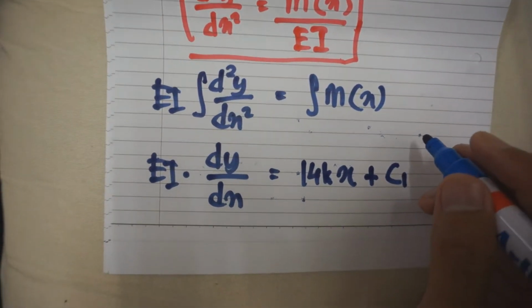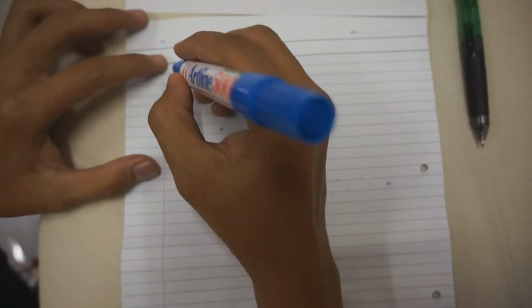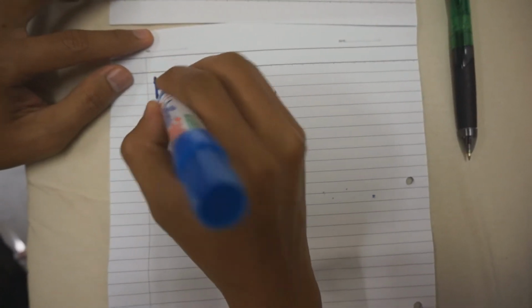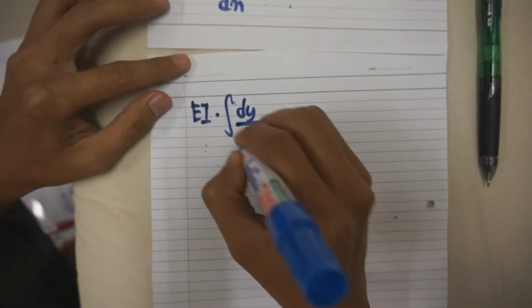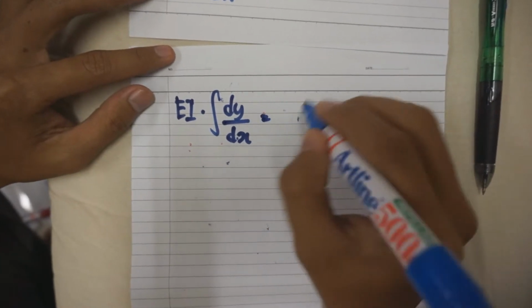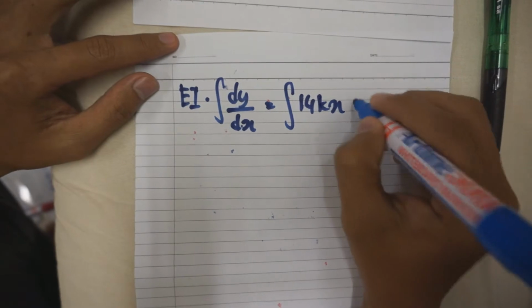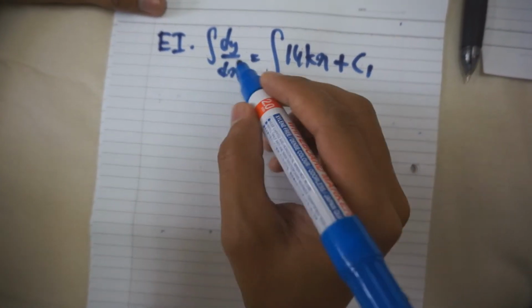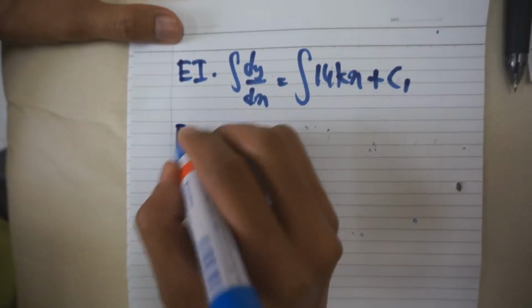Okay, then from the dy/dx, we will integrate more. Now the next step is we have to integrate the dy/dx. Then it will be like this.